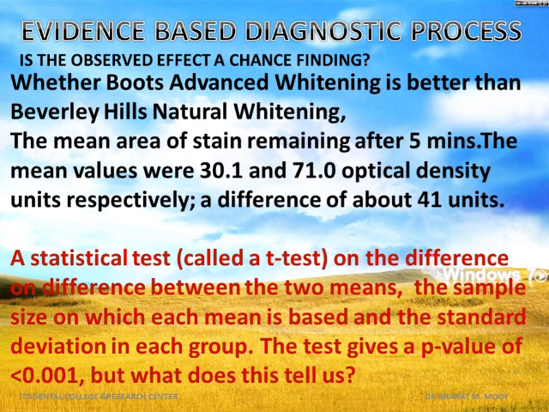The difference is observed, but we have to find out whether the observed difference is a chance finding or not. The mean area of stent remaining after 5 minutes, the mean value was 30.1 and 71 optical density. So a 41 unit respective difference was there. For that you need to go for a t-test to find out whether it is an actual difference or whether it is a chance finding.